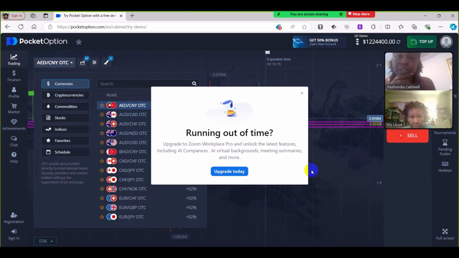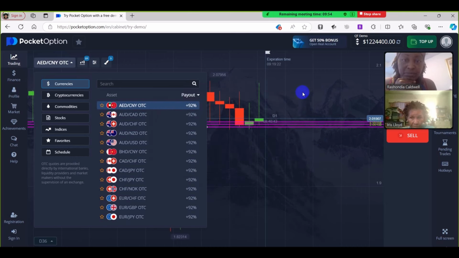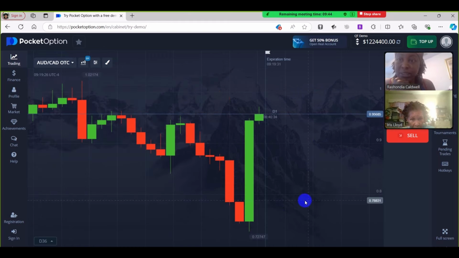So let's find another one really quick. Running out of time. Okay, we got 9 minutes left. Let's look at another candle really quick.